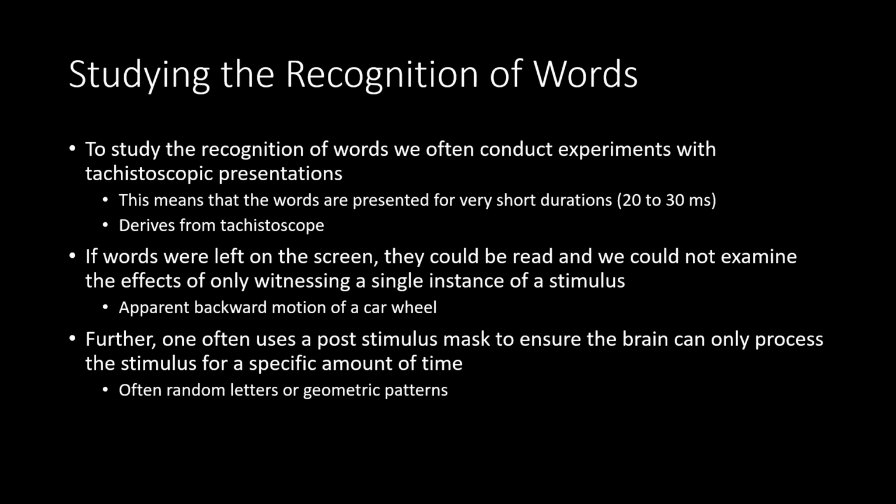type of experiment, and these experiments are called tachistoscopic presentations. Sorry, it's just a weird word. A tachistoscope is an old device that we used to use before the advent of computers, and it allowed us to show a certain image to a participant for a very, very brief amount of time. This brief amount of time was between 20 and 30 milliseconds, so very short.